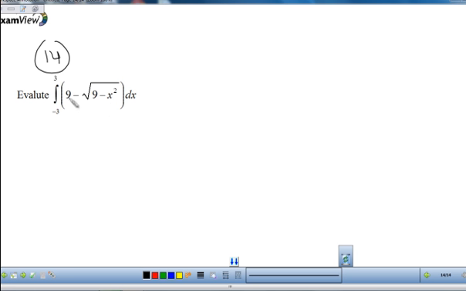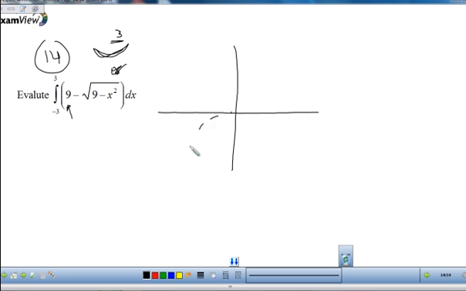Evaluate. Again, I have no idea how to find the antiderivative of this yet. So the only thing I can do is do the area under the curve. This is the circle, the bottom part of the circle with radius 3. The 9 means that I'm going to move it up 9. So this would have been the original circle of radius 3.